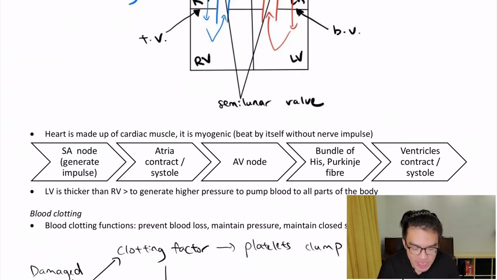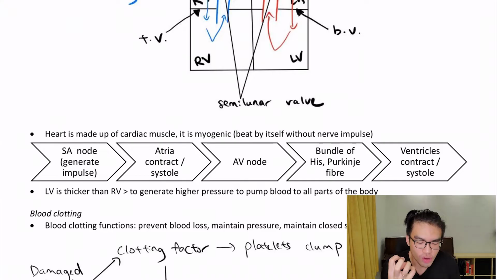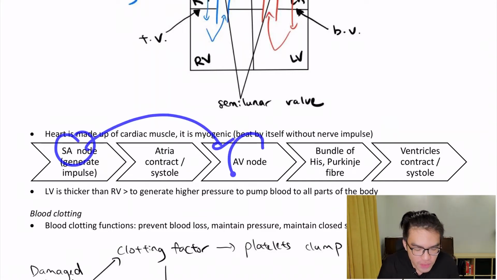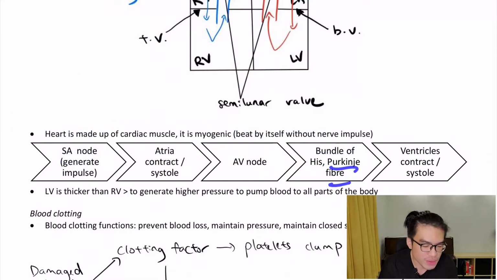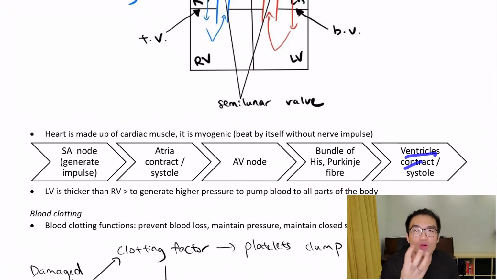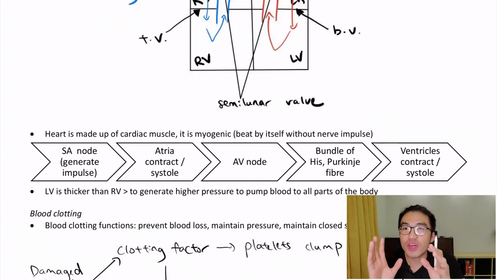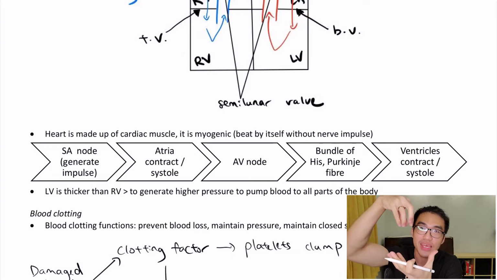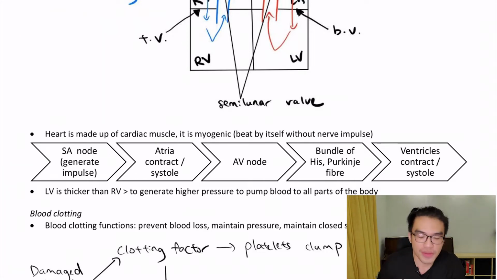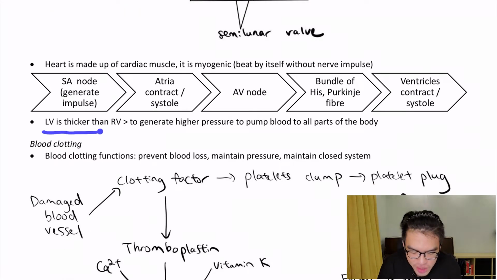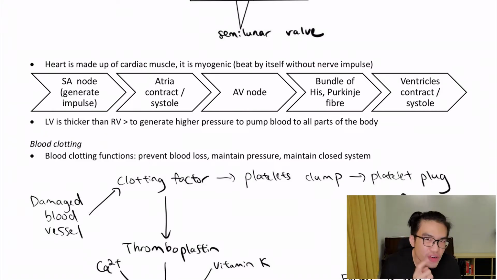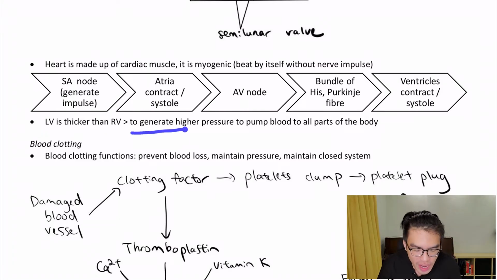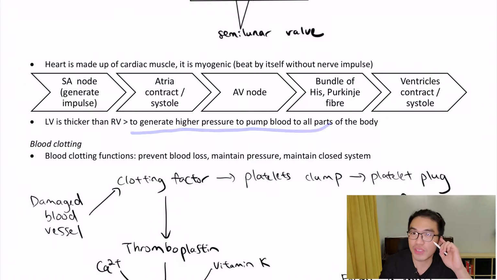Then this will cause the atria to contract, or we call it systole. And then this SA node will pass the signal to the AV node, passing it down to the bundle of His, or the Purkinje fiber. And then next, your ventricle will contract, meaning that atria will contract first, followed by your ventricle. That's why your heart moves like this. They take turns to contract. Moving on, why is the left ventricle thicker than the right ventricle? Very common in exam. To generate higher pressure to pump blood to all parts of the body.